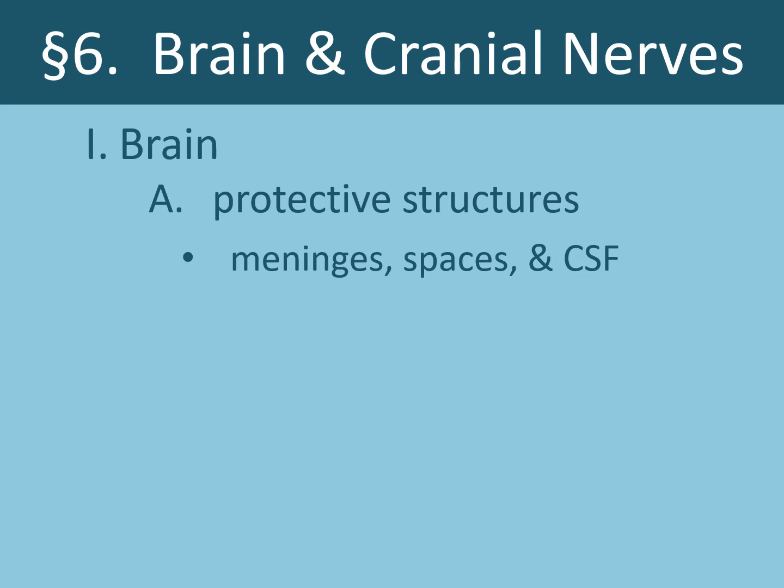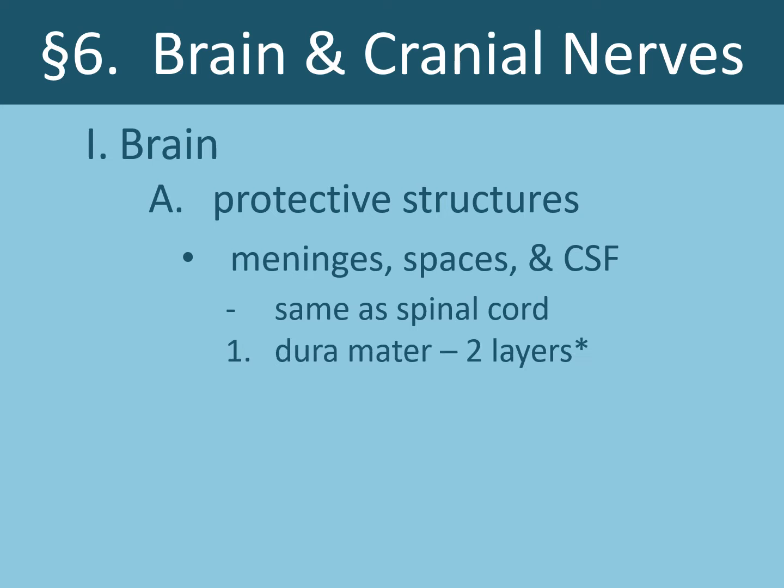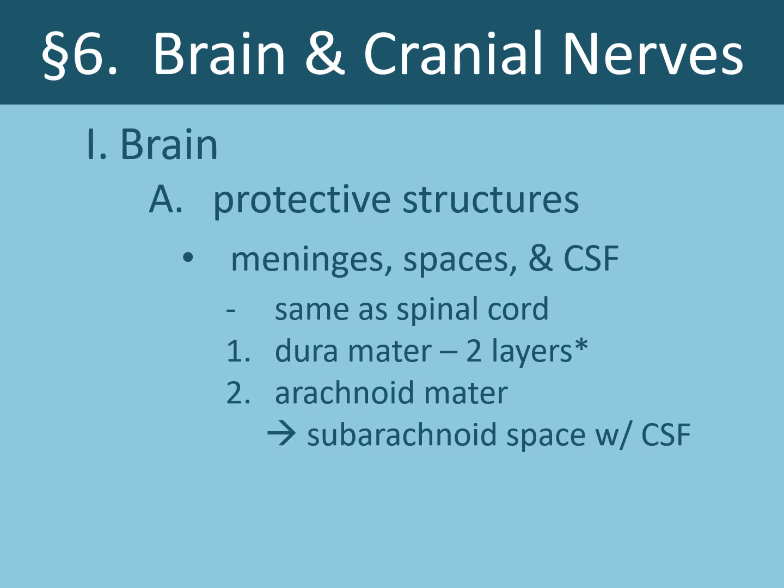Like we saw with the spinal cord, the brain is surrounded by several layers of tissue called meninges, spaces in between those layers, and cerebrospinal fluid. Just like with the spinal cord, the meninges are in the same order and same orientation, and the spaces are also the same. There is one exception. The dura mater that surrounds the brain comes in two layers instead of one single layer. But the arachnoid mater is the same, the subarachnoid space is the same, filled with cerebrospinal fluid, and the pia mater is the meninge that's wrapped around the brain. It comes the closest to the actual brain itself.